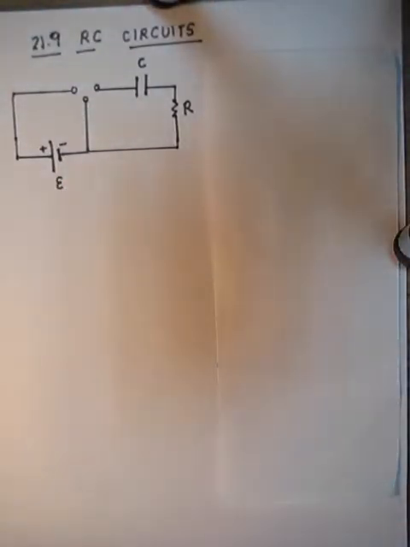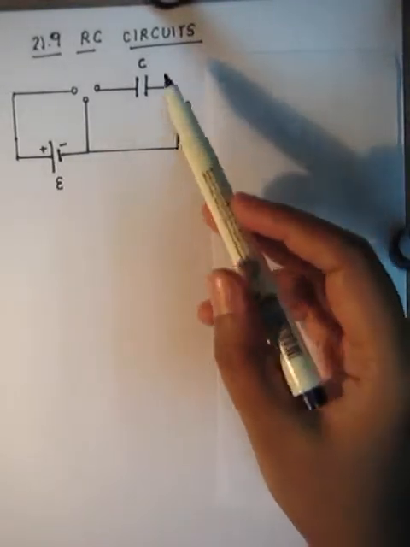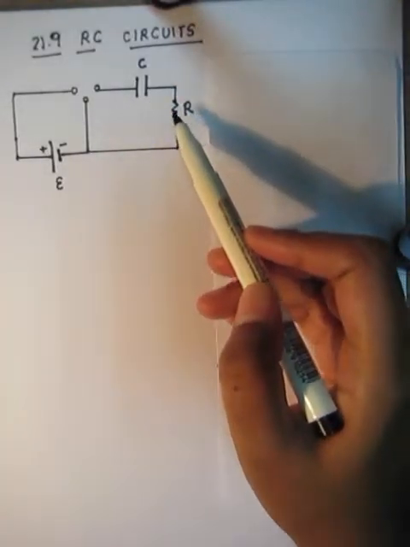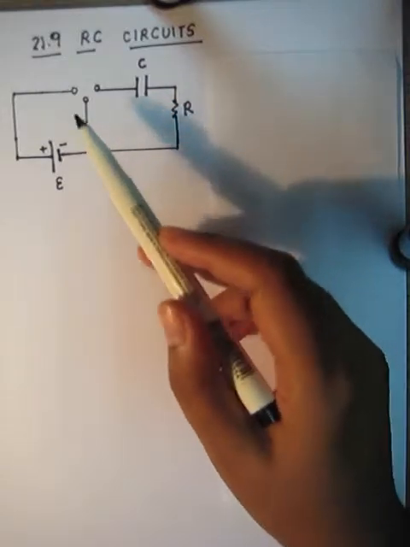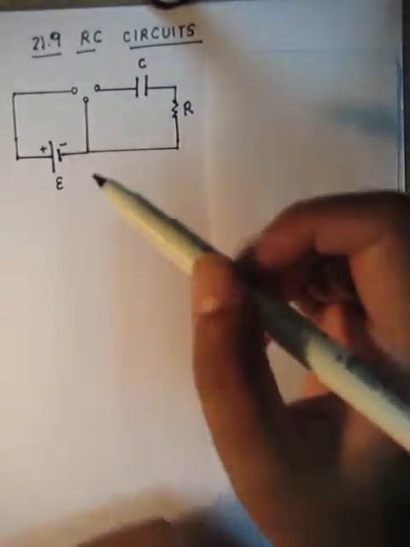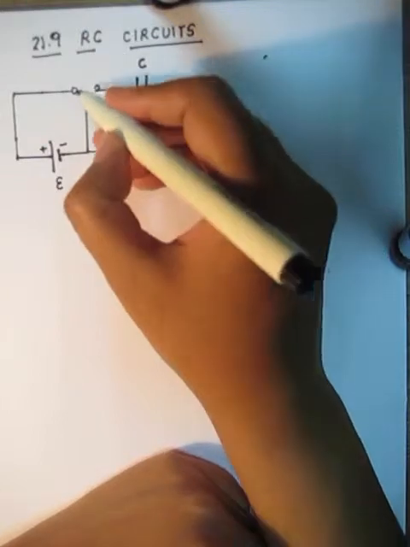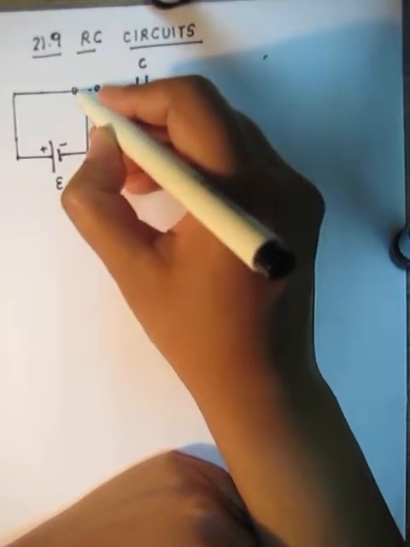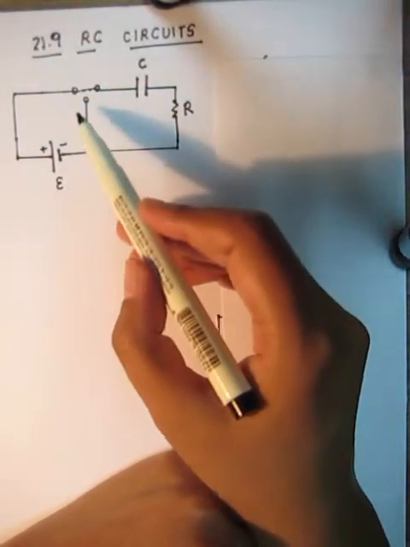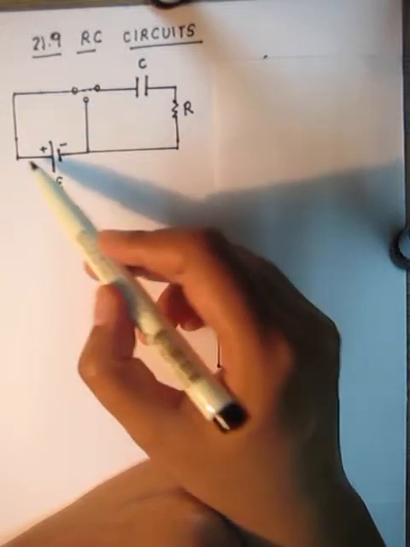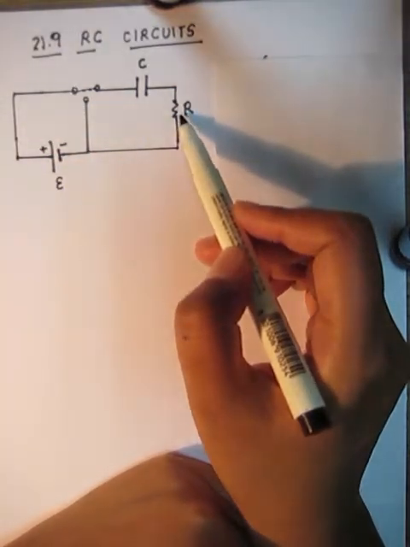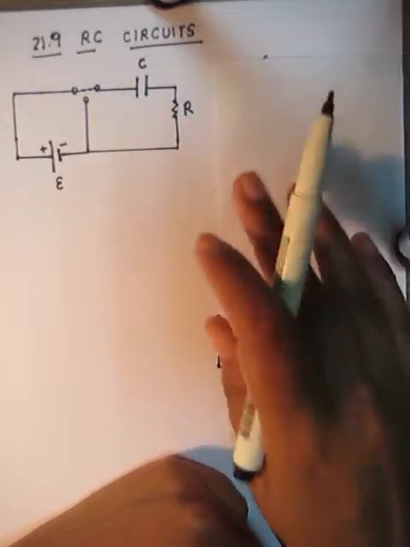Today we are going to study about RC circuits. So if a circuit has a capacitance and a resistor, it is called an RC circuit. So in the first case, let us take this circuit and let's try to join this switch. And when we join this switch, then the battery, the capacitor and the resistor come in one circuit.